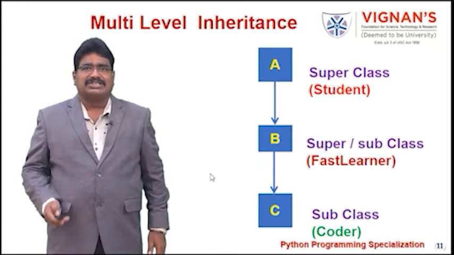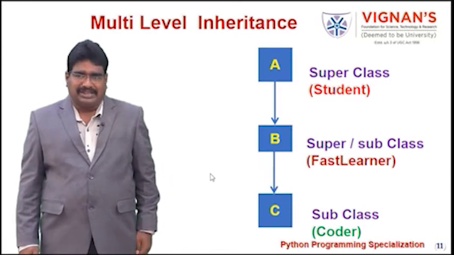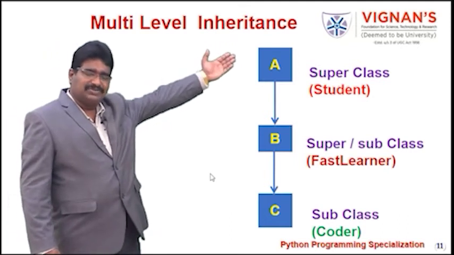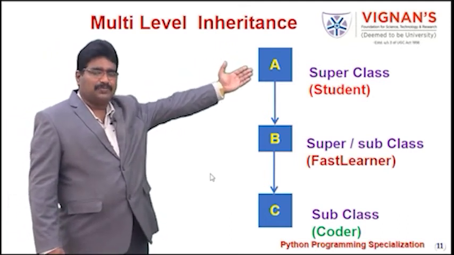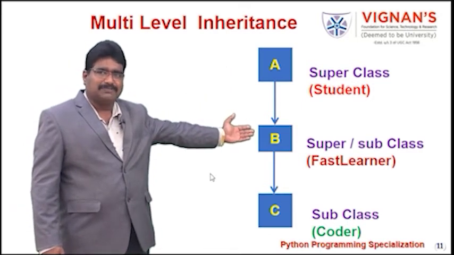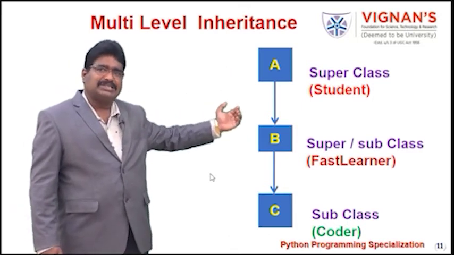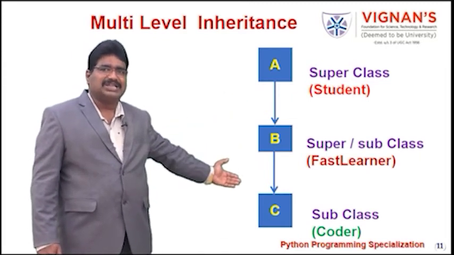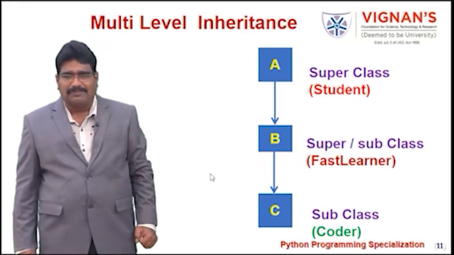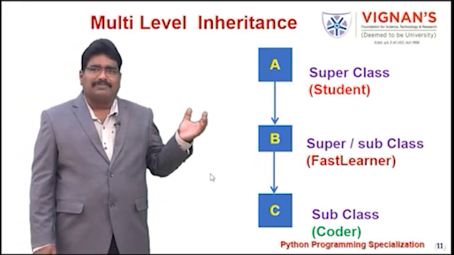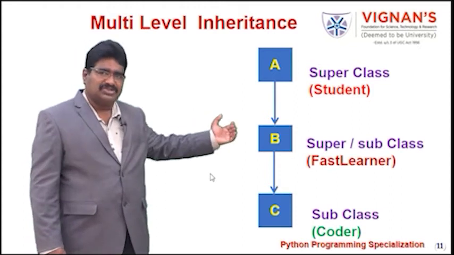Now we try to discuss multi-level inheritance. The name itself indicates it. In multi-level inheritance, first we take A as a base class or super class. From that A class we derive the B class, that is the subclass. Again using B as a base class we derive the C class. So C is considered a subclass. In this example we take student as a base class, and from that student we derive the fast learner.